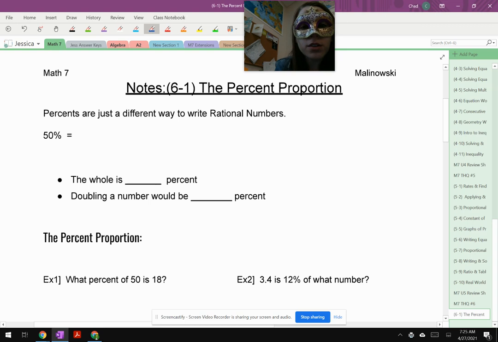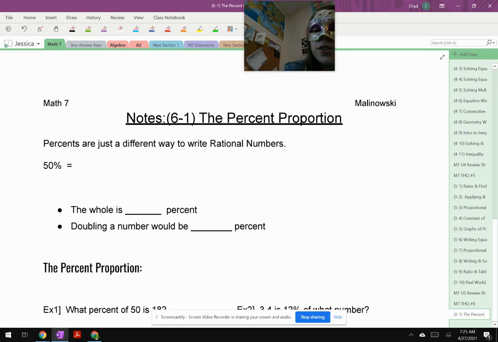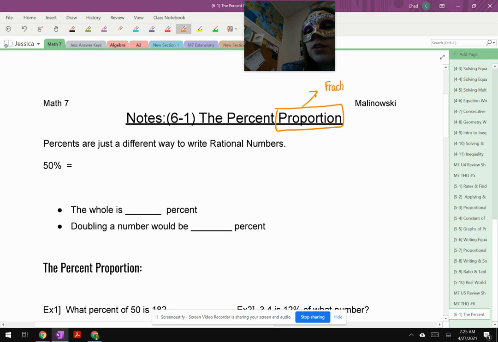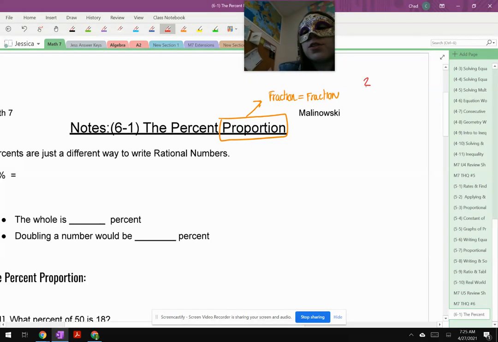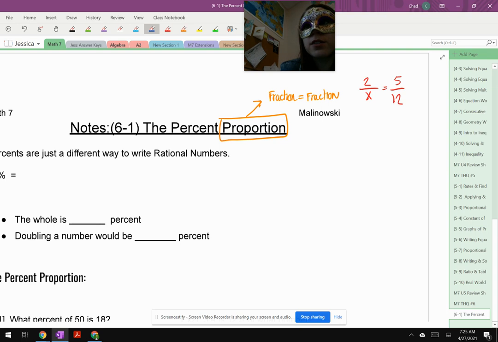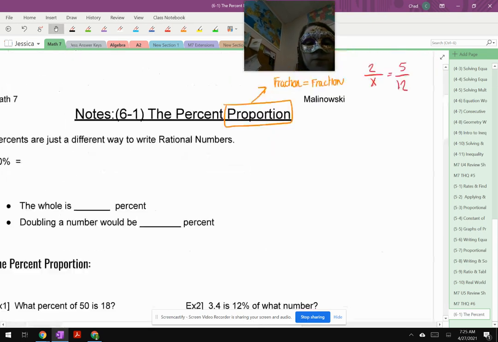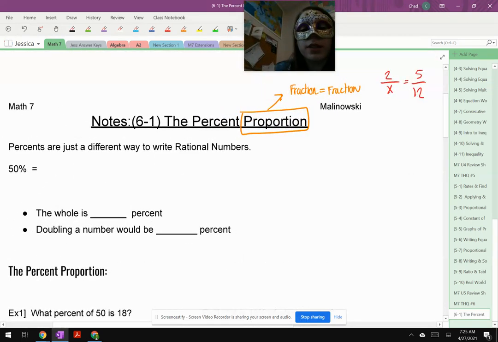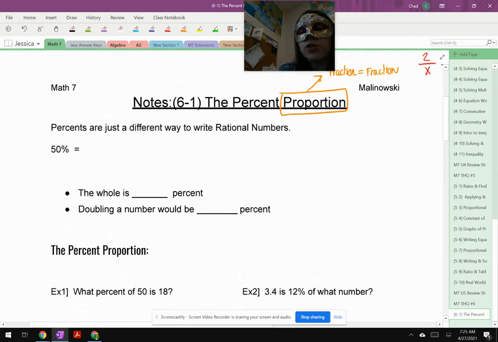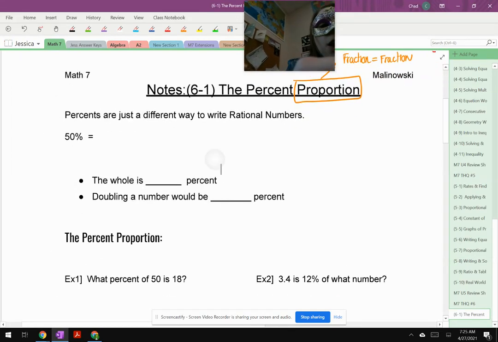Notes 6-1, Unit 6, Lesson 1, the percent proportion. Remember, we talked about proportions in our previous Unit 5, and a proportion is just a fraction that is equal to another fraction. You know, something you're used to seeing, something like 2 over x is equal to 5 over 12. And then you have to solve for that x. You do that cross multiplication. Remember that cross multiplying. We'll remind more of that later. But remember, the proportion is just a fraction that's equal to a fraction.